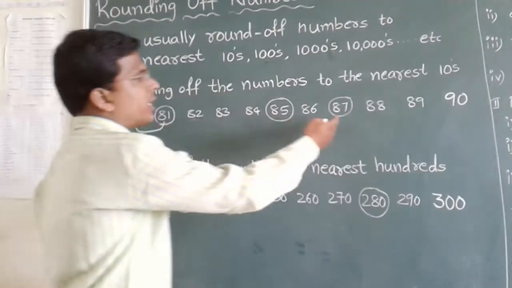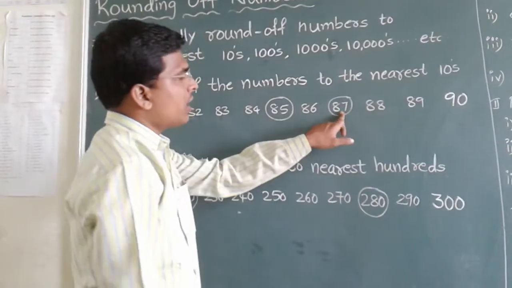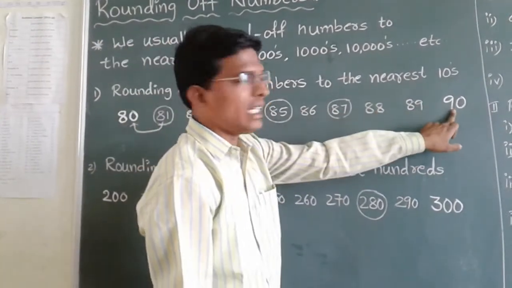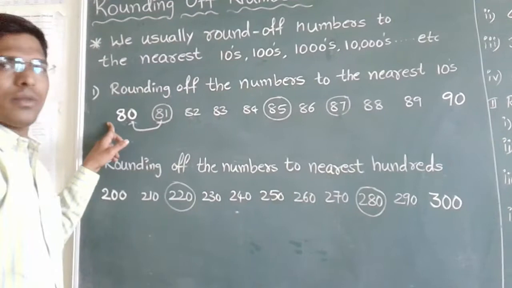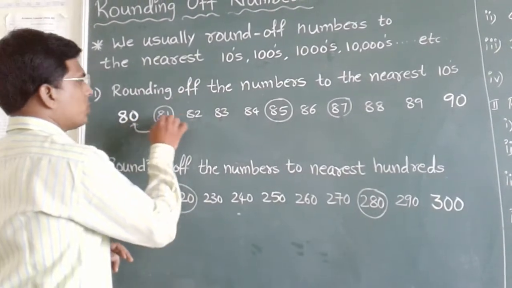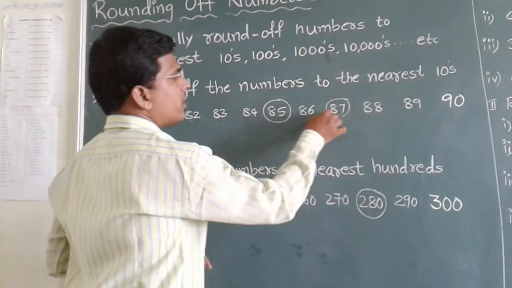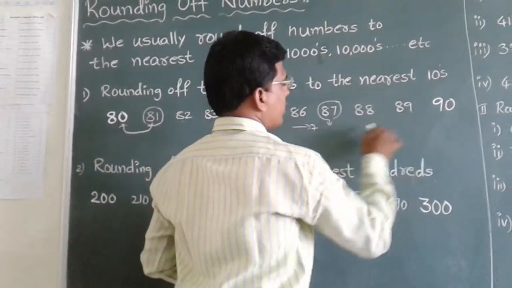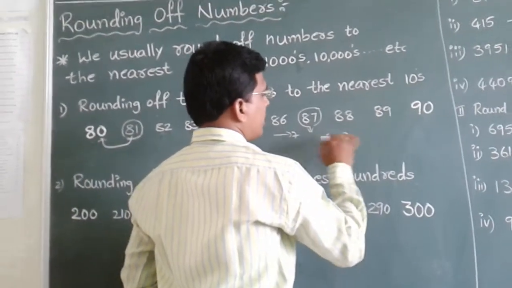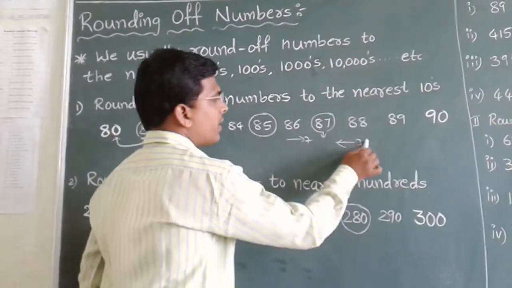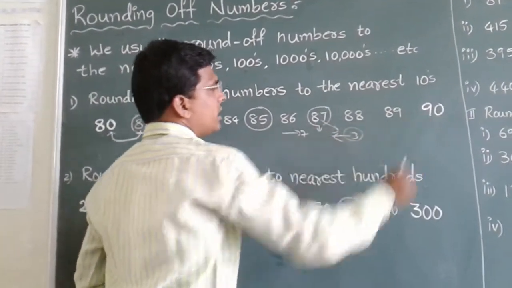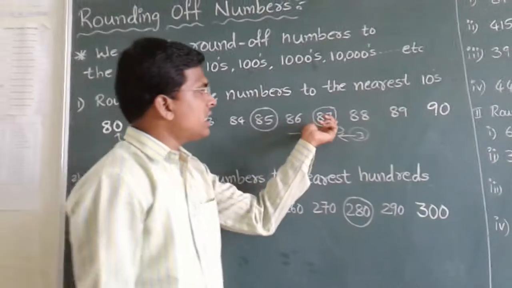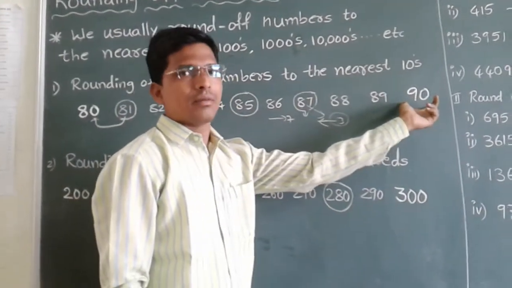Next, for example, if you take 87, 87 is nearer to 90 than to 80. Count once: 1, 2, 3, 4, 5, 6, 7. This is a 7 units distance. From the other side, 1, 2, 3, only 3 units distance. So this is nearer to 90, and that's why we round off 87 to 90.